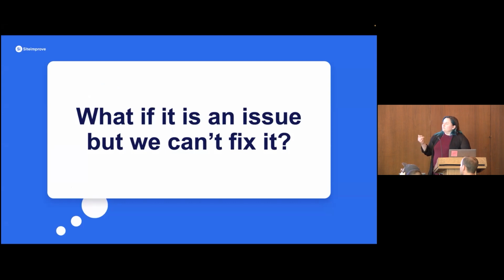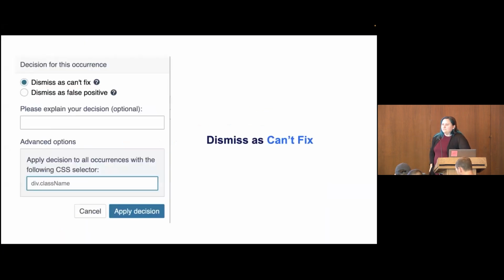All right. And then what if it is an issue, but we can't fix it? This tends to pop up. I alluded to this too, and it's very simple, but this tends to pop up with third-party content. If you have a third-party plugin, you don't own the code base, it's a script injected thing. You don't have a lot of control over it, and you just are sick of seeing those issues pop up within that widget. We can dismiss them as can't fix, which is different than a false positive.